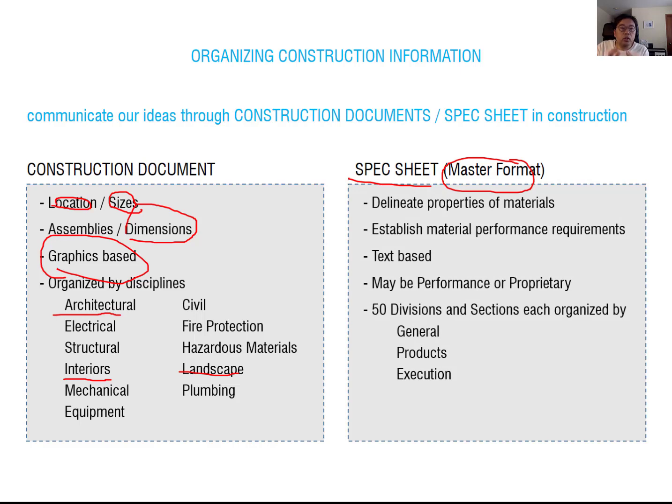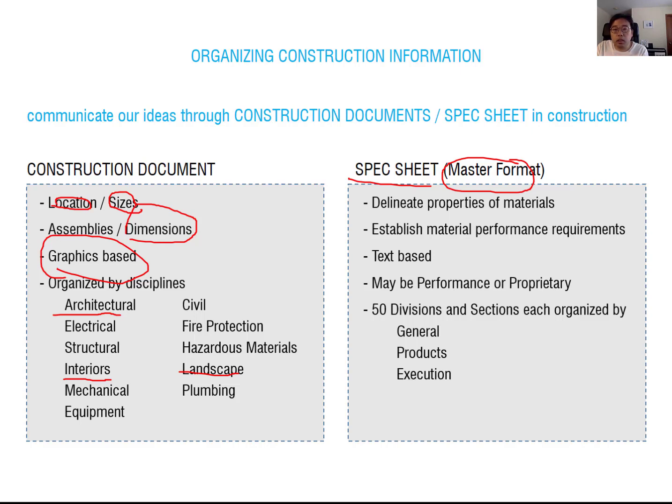This one actually shows the written base, and then you have to explain more written base about some assemblage and construction method and materiality. So all this information has to be included.